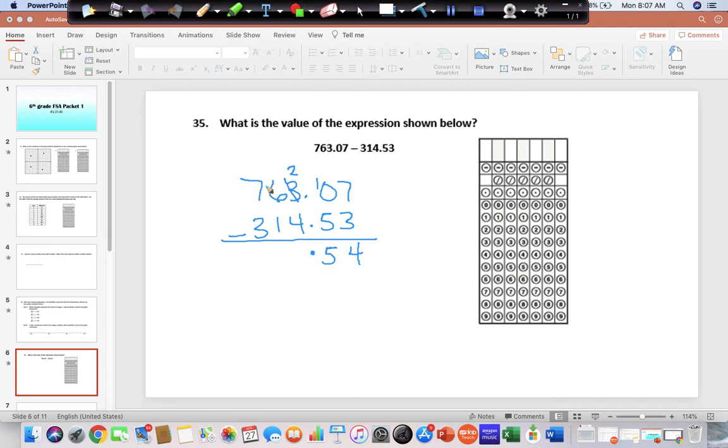We cannot take 4 from 2, so we will have to borrow. 12 minus 4 gives me 8. 5 minus 1 gives me 4. 7 minus 3 gives me 4. So my answer is 448, decimal point, 54 hundredths. Okay, so 448 and 54 hundredths. And again, if you're shading that in, make sure to bubble your letters or your numbers in completely. Make sure that you bubble in a decimal point.